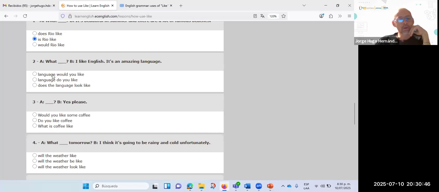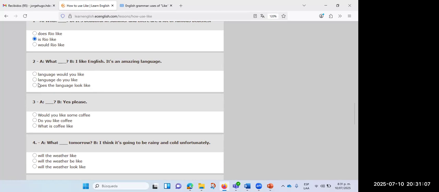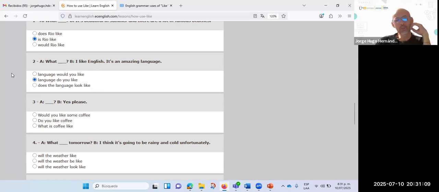Paula. We are going to ask a question, and the answer is, I like English. It's an amazing language. So, what language would you like? What language do you like? Or what does the language look like? What language do you like? And the answer, I like English. That's the common meaning of like, something that you like. What language do you like? I like English. It's an amazing language.